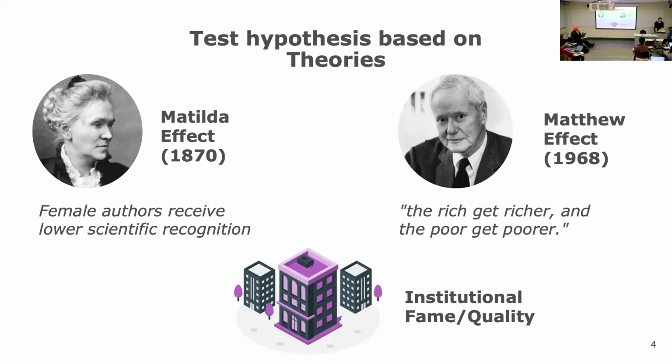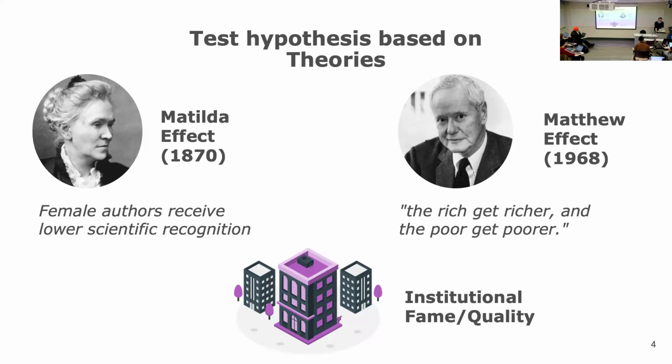Then they wanted to check the Matthew effect, that basically can be represented as the rich get richer and the poor get poorer. In this context, it would mean that authors that were famous would get higher acceptance rates when in single blind review. And also they wanted to check if the institutional fame or quality would change anything in the acceptance rates.